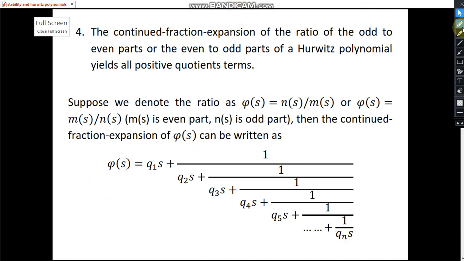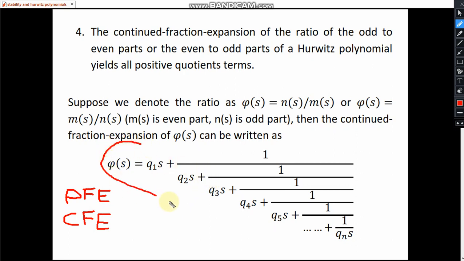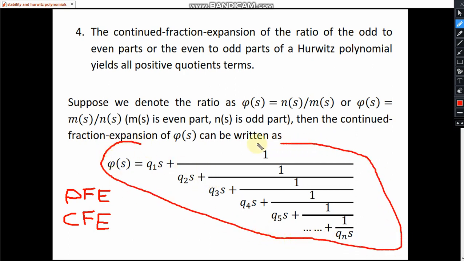In network synthesis, two things are very important. One thing is PFE, partial fraction expansion. Another thing is CFE, continued fraction expansion. So this is continued fraction expansion. First of all, we have to find out the ratio of even to odd or odd to even.